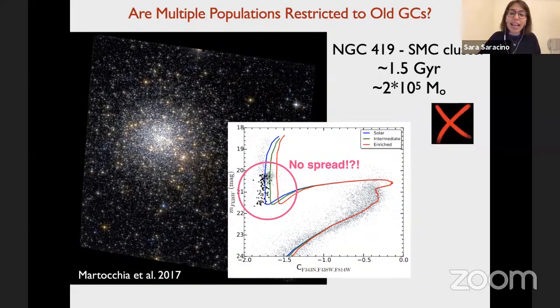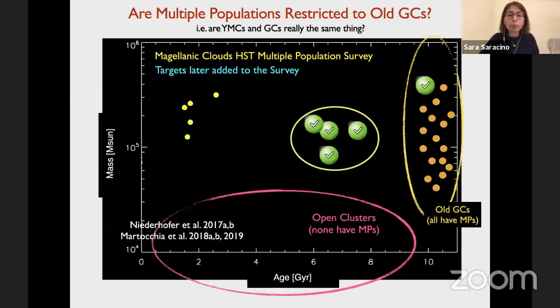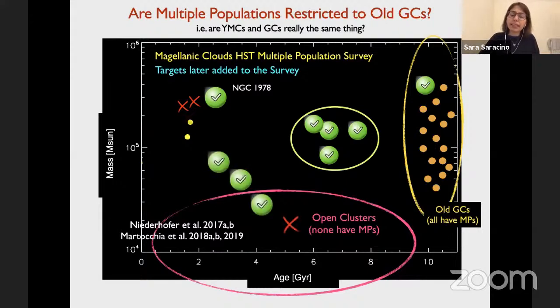So we accepted it, and we decided to go and look more into the detail of all these other clusters here, and with quite a surprise, we went to NGC 1978, which is a 2 gigayear-old cluster. And we realized that this was the youngest cluster for which we could find evidence for multiple populations. Then we added more and more clusters, and as you can see here, all these clusters show evidence for multiple populations. None of all the others show multiple populations.